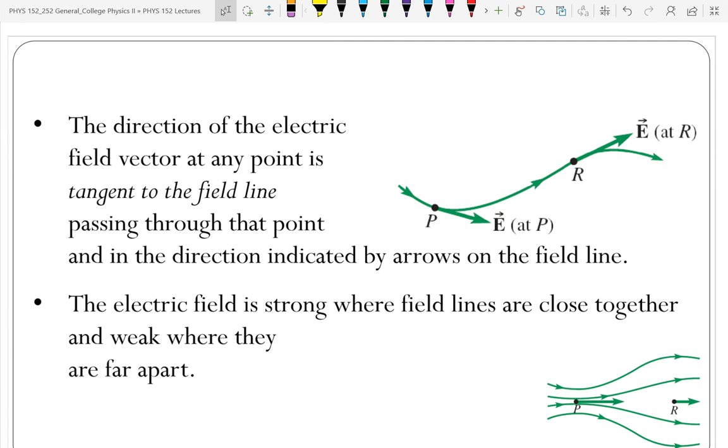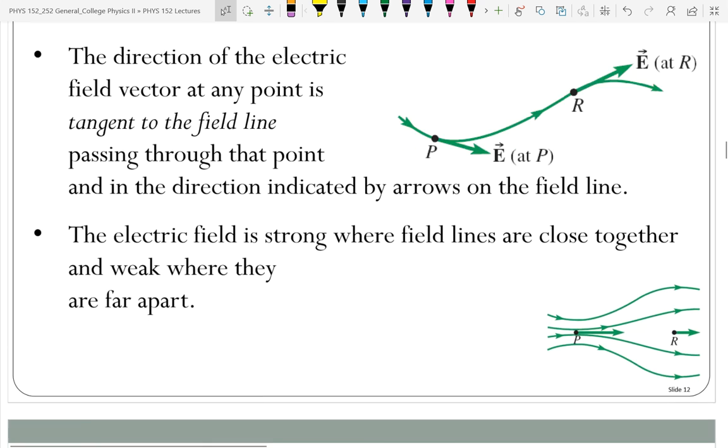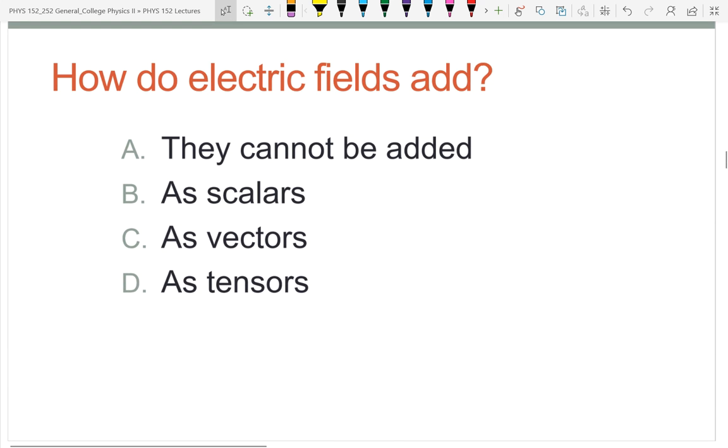The direction of the electric field is always in the direction tangent to the line. Tangent means the direction the line is at that point. And we talked about the strength here. So let's see if you understood. How do electric fields add?